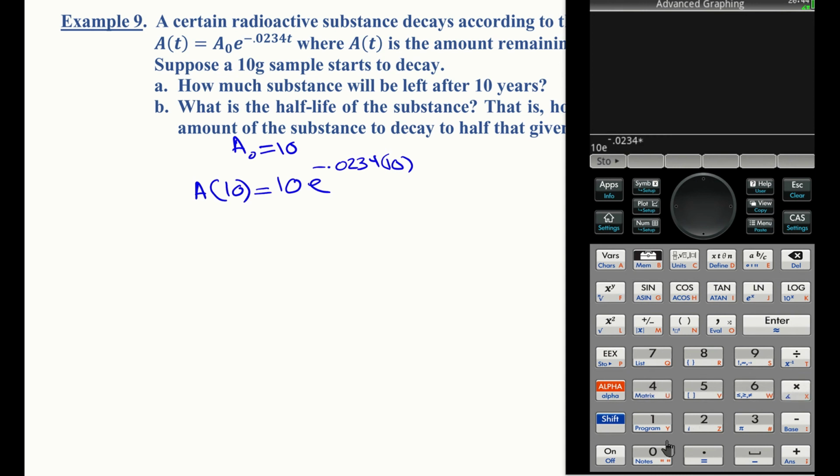0.0234 times 10. Take 5 seconds to check, make sure you've put everything in correctly. 10 e to the negative 0.0234 times 10. Then go ahead and hit enter. It didn't like something. Oh, you see where it is, right? This calculator is a great calculator, but a little touchy. I needed to put times there.